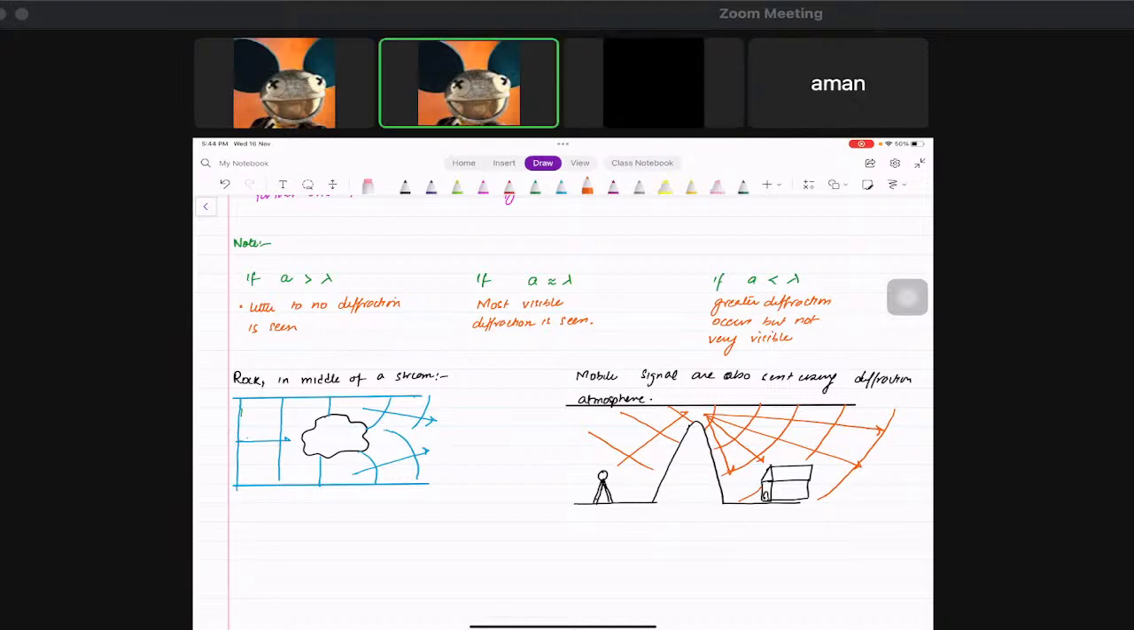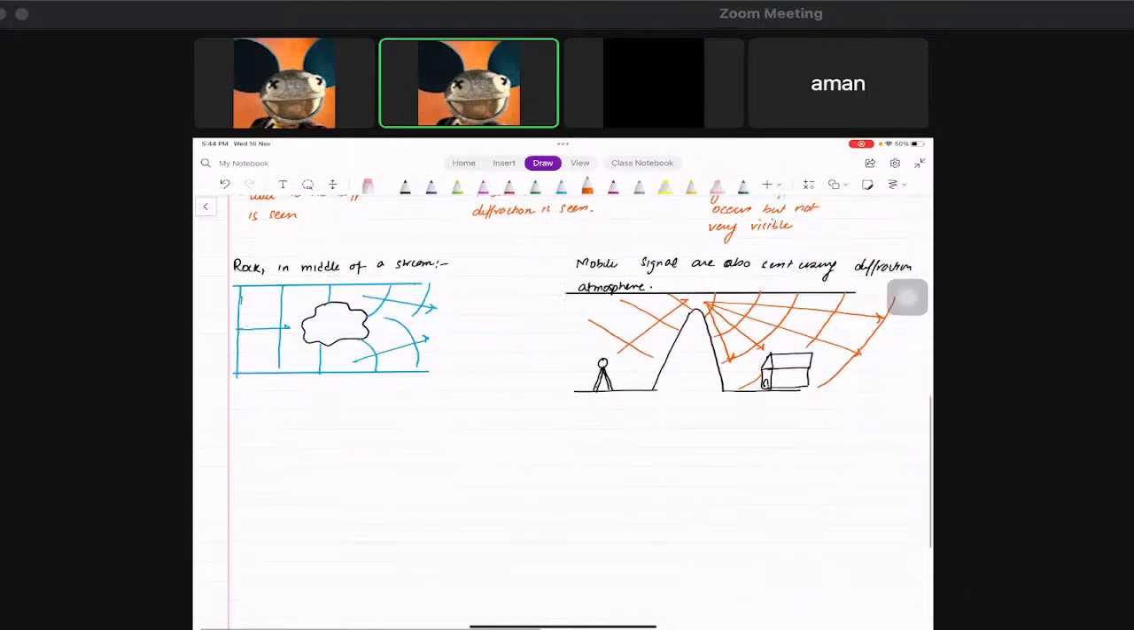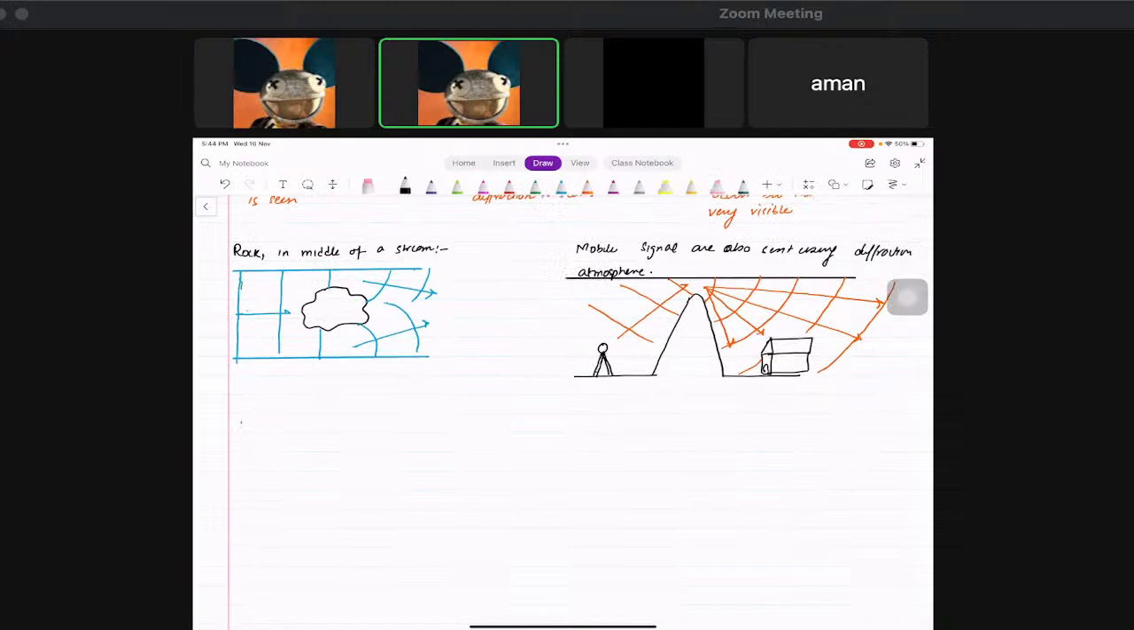Now, the next thing, before we head on further, there's something called coherence. Coherence basically refers to coherent sources emitting waves that are in constant phase difference.